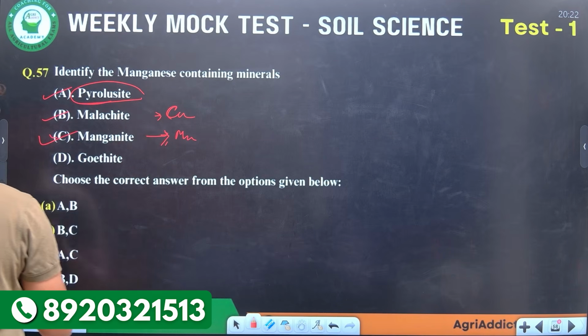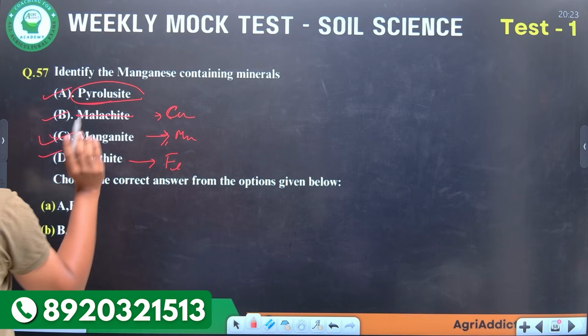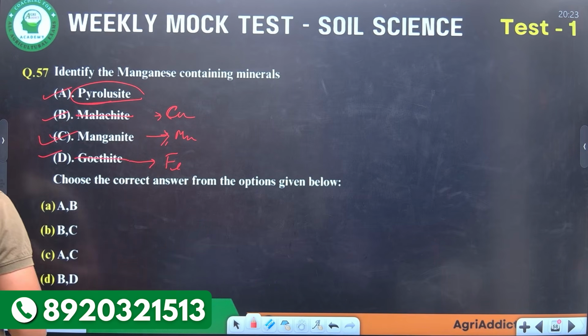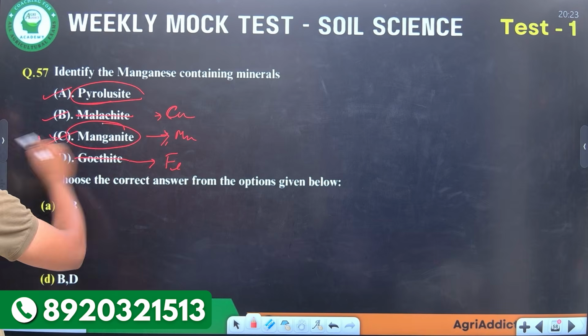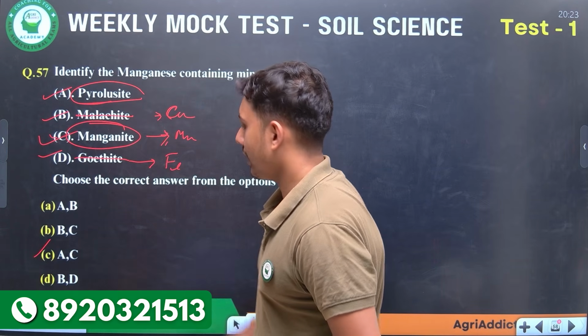Okay, and goethite, it is also iron containing. So malachite will not be there, that is copper containing. Goethite is iron containing. So the answer will be pyrolusite and manganite. So A and C, this will be the answer.